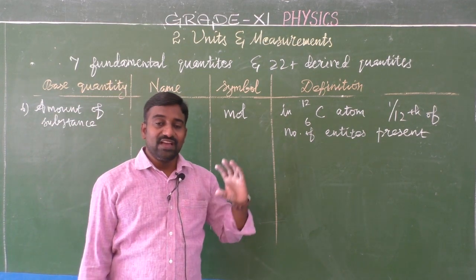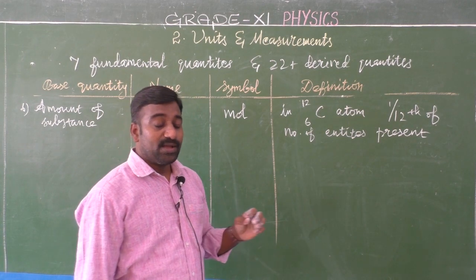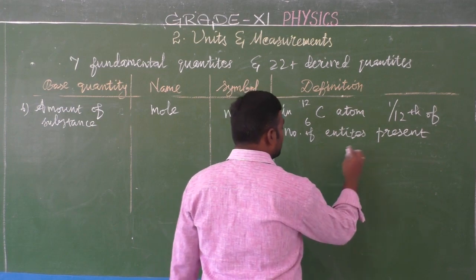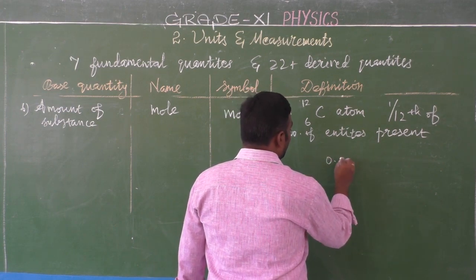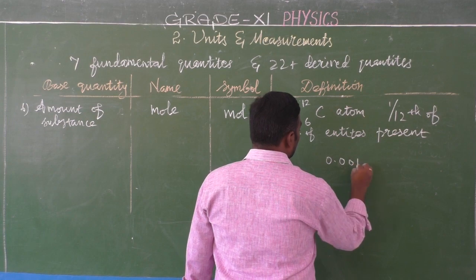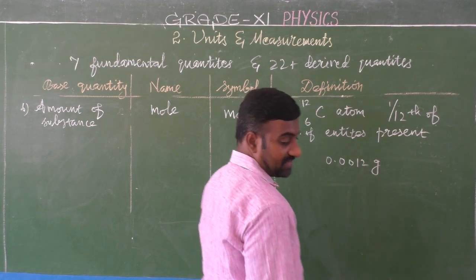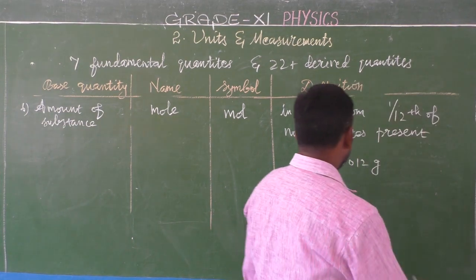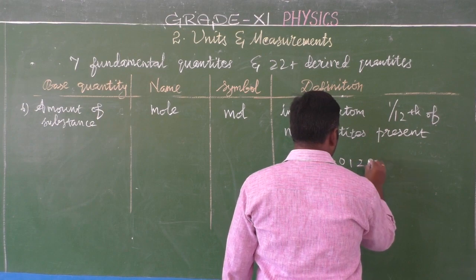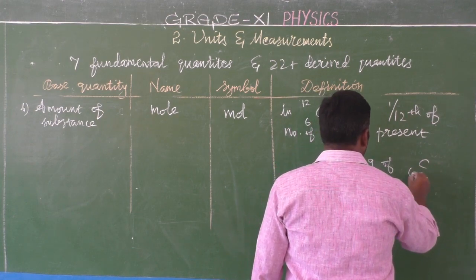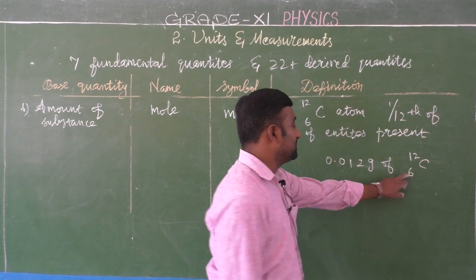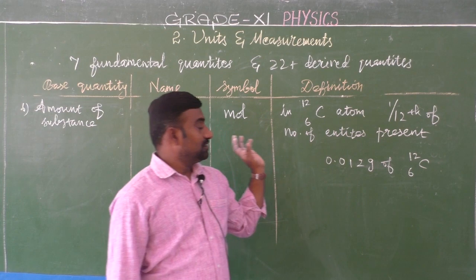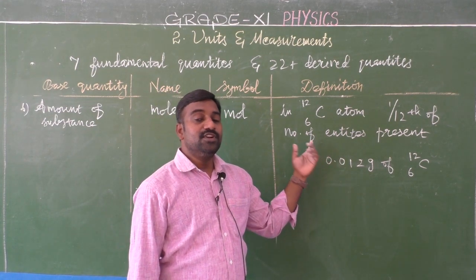So the definition is, we have a carbon-12 atom. In that carbon-12 atom, how many grams have we taken? We have taken 1/12. In the book, they will mention it as 0.012 gram of carbon-12. Am I right? Yes. Atomic number is 6, mass number is 12. So however many entities are in this, the total number of elementary particles, that is equal to a mole.